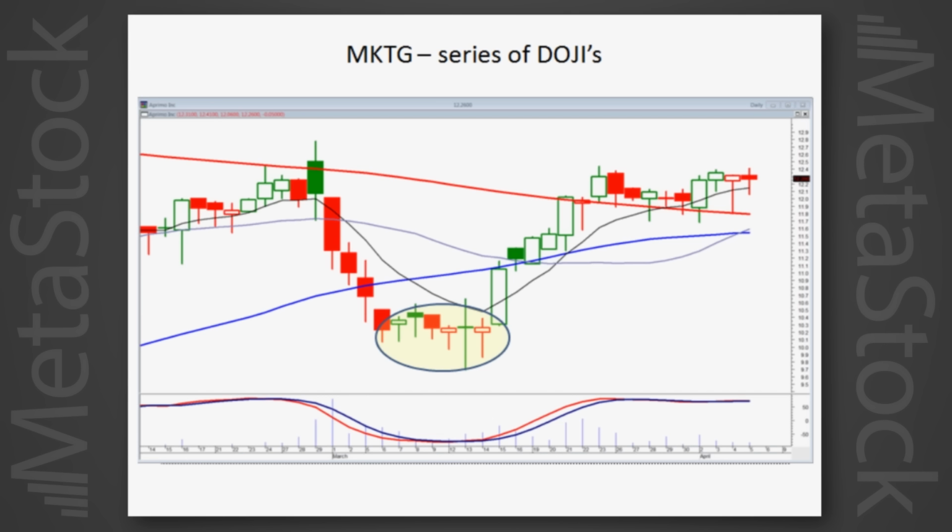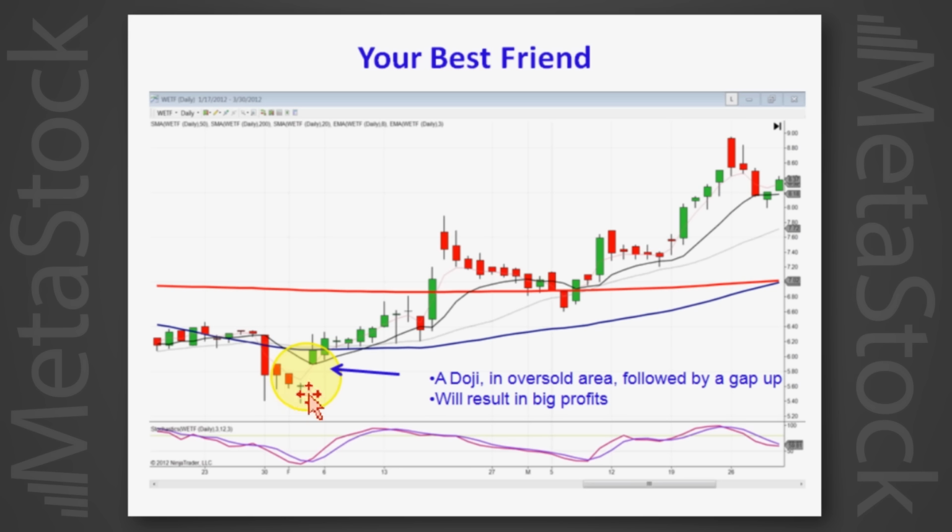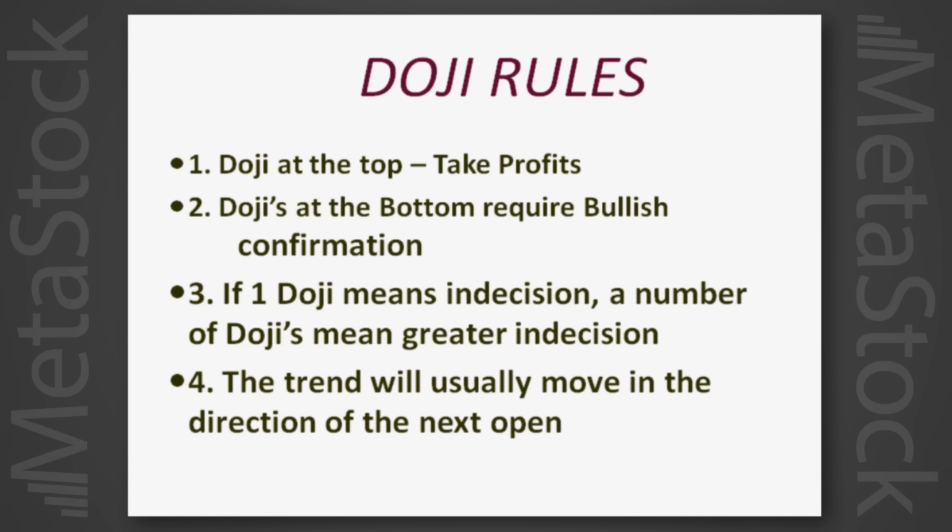Dojis, look to see what happens after that indecision. If you have a gap involved in your trade, not only did they have indecision, but that gap up told you they're very anxious to get back into that position. This is what we call your best friend. Anytime you see a doji in the oversold area followed by a gap up, especially above the T line, you want to be buying because the high probability of a very strong price move is going to follow.